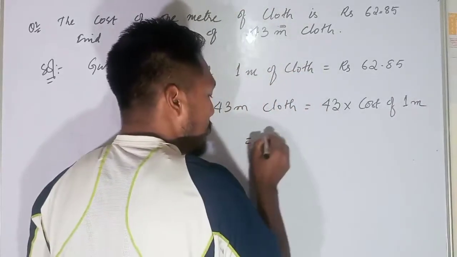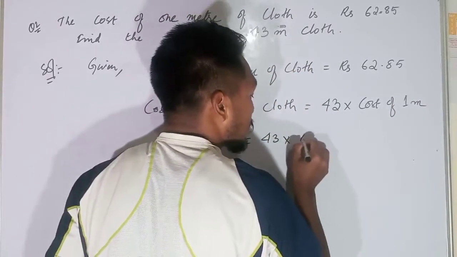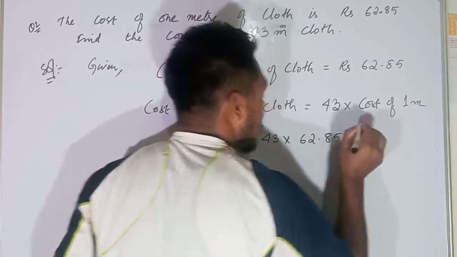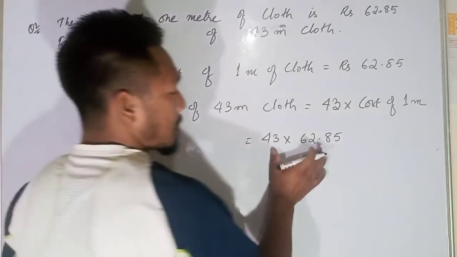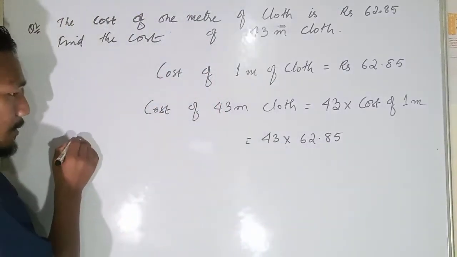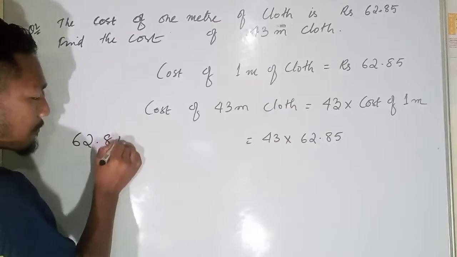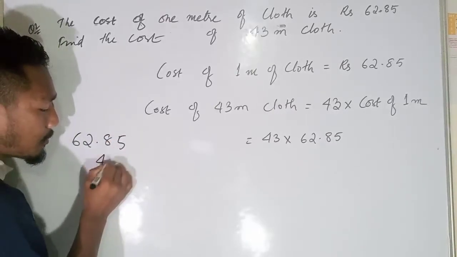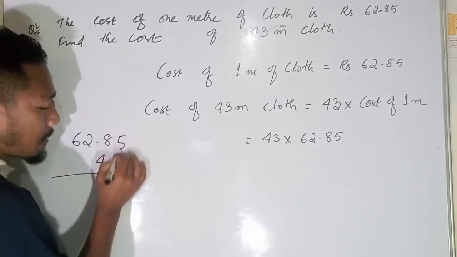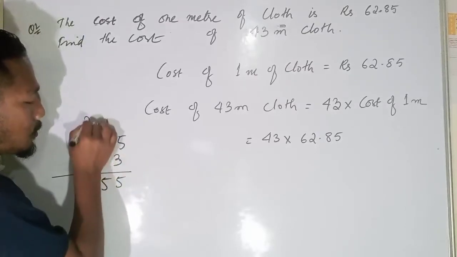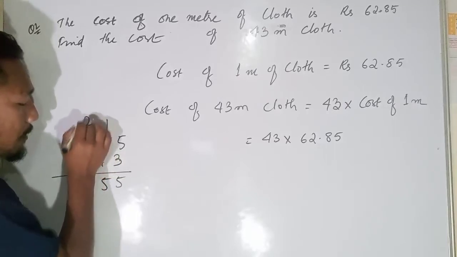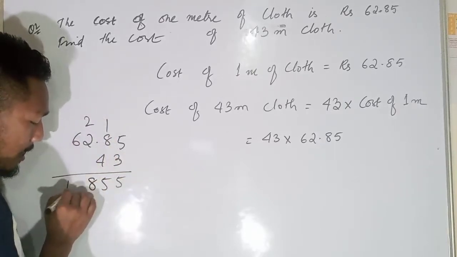So what is it? 43 into 62.85. So here we are going to multiply these two. When you multiply 62.85 by 43: 5 times 3 is 15, 1 carry; 8 times 3 is 24, 25; 2 carry; 3 times 2 is 6, 7, 8; 6 times 3 is 18.